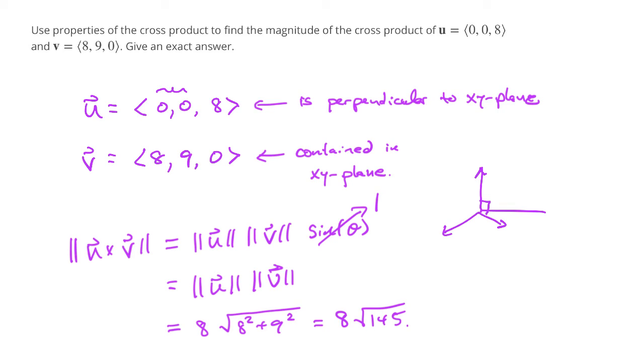So sometimes we are able to use the properties of the cross product to take a shortcut when we see that the two vectors we're given have that kind of special property to them.